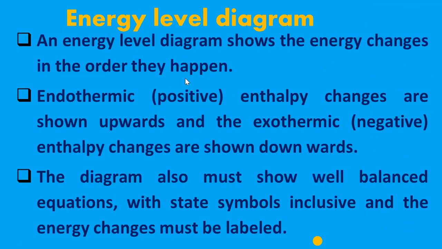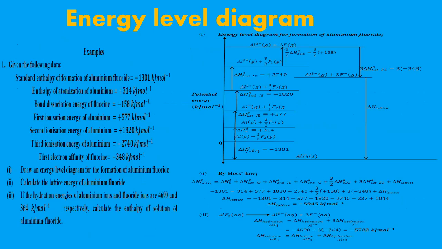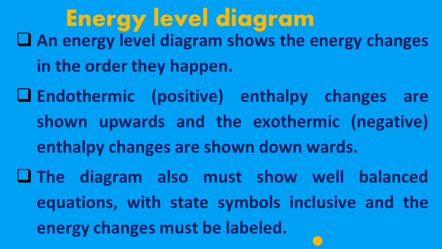Narima, can you read for us here? Energy level diagram. An energy level diagram shows the energy changes in the order they happen. Endothermic or positive enthalpy changes are shown upwards, and the exothermic or negative enthalpy changes are shown downwards. The diagram also must show well-balanced equations with state symbols inclusive, and the energy changes must be labeled.